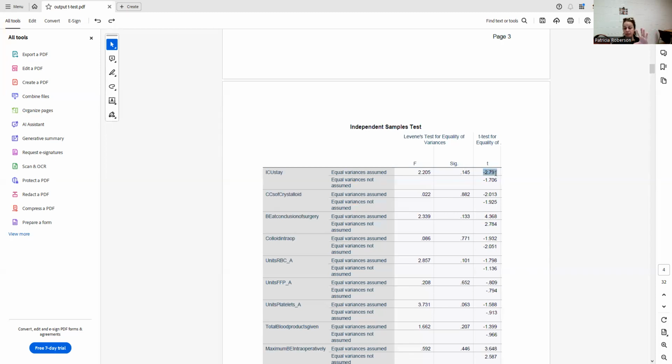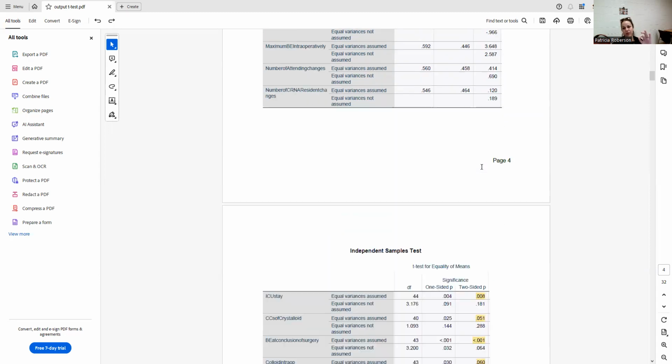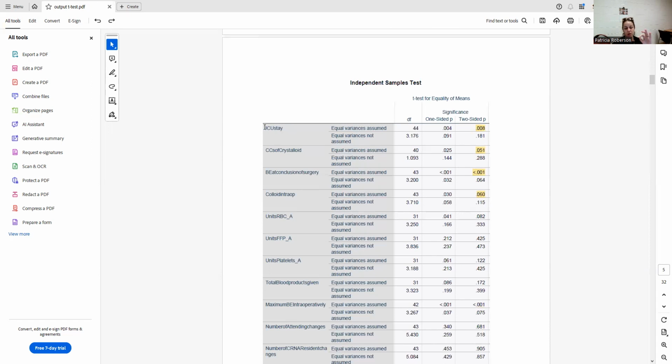This is the t statistic, but this page does not show us the p-value. We have to go to the next page to show us the p-value. So ICU stay, we see that it is, because here's the test of equality, here's the significance. And we're going to do the 2-sided p-value, that's what that's short for. And because we know we met equality of variance, we're going to interpret the top one. So ICU stay is statistically significant.